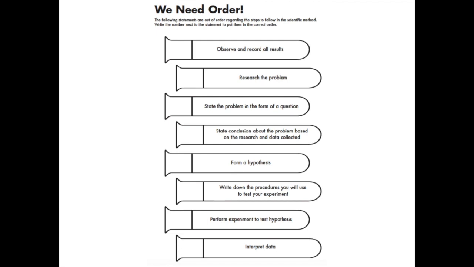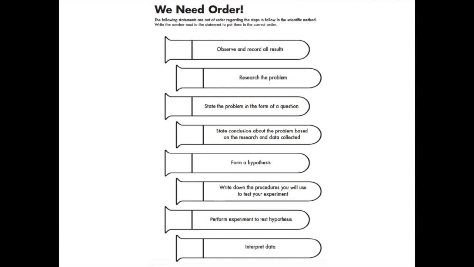Number 3, what am I going to do next? I'm going to come up with an educated guess. I'm going to form a hypothesis. Number 4, I'm going to prepare for the experiment. So by preparing, I'm going to write down a series of steps or procedures. So number 4, I'm going to write down the procedures that I'm going to use to test the experiment.